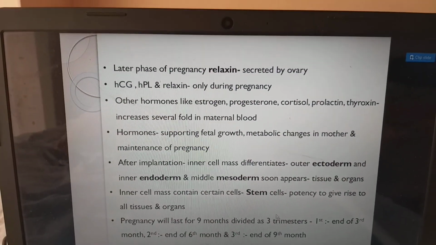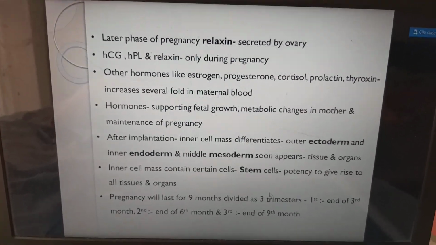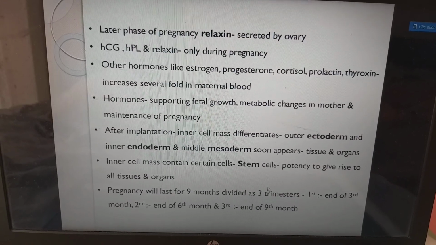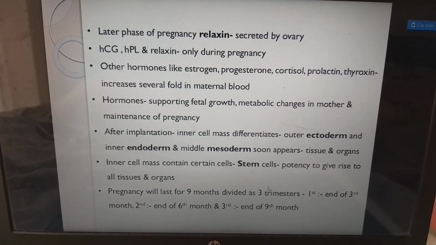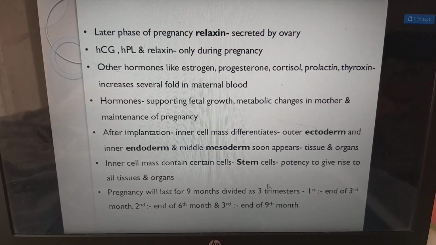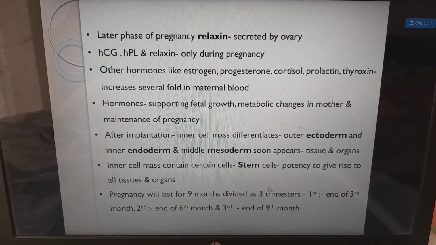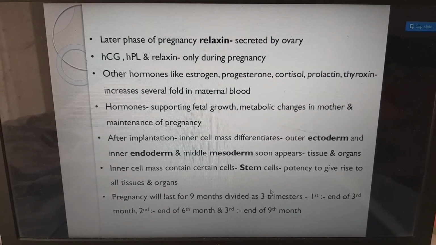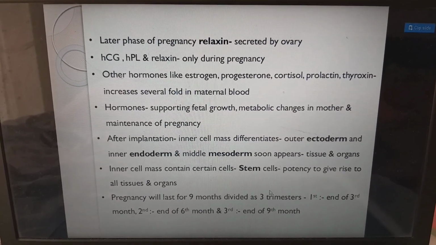In later phases of pregnancy, relaxin is secreted by the ovary. Human chorionic gonadotropin, HPL, and relaxin are produced only during pregnancy. Other hormones like estrogen, progesterone, cortisol, prolactin, and thyroxine increase several fold in maternal blood. These hormones support fetal growth, metabolic changes in the mother, and maintenance of the pregnancy.